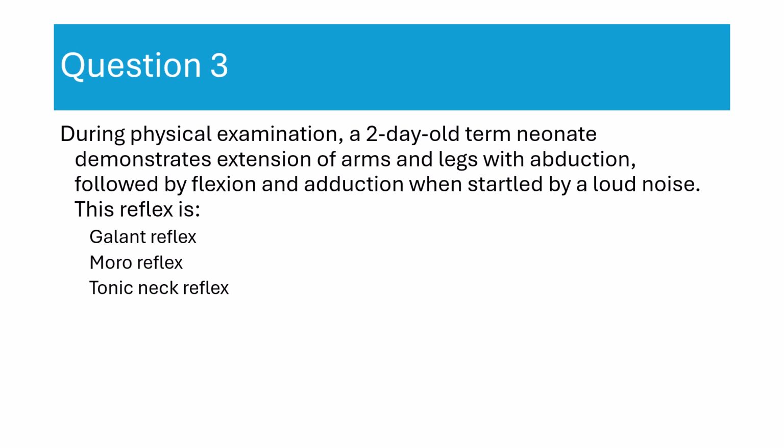Gallant reflex is incorrect because it involves stroking along one side of the spine while the infant is prone, causing the pelvis to turn toward the stimulated side. Tonic neck reflex, also called fencing position, is incorrect because it occurs when the infant's head is turned to one side, resulting in extension of extremities on the facial side and flexion on the occipital side, with no startling stimulus involved.